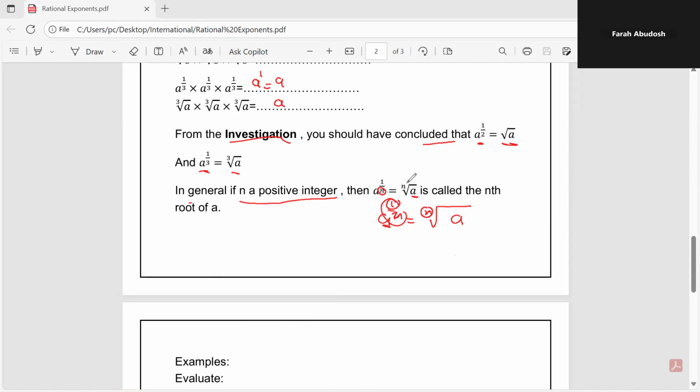Here, all of our examples had numerator 1, but in the next section we will deal with other numbers. This number should be the power of a, or of the number under the root. Let us see some examples.